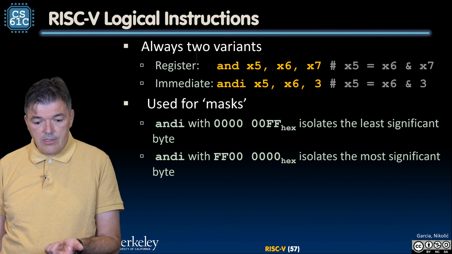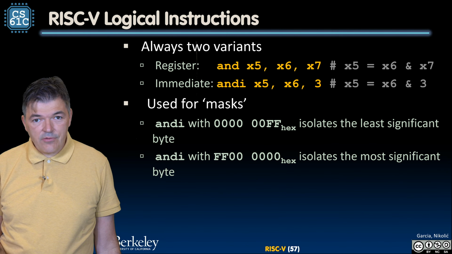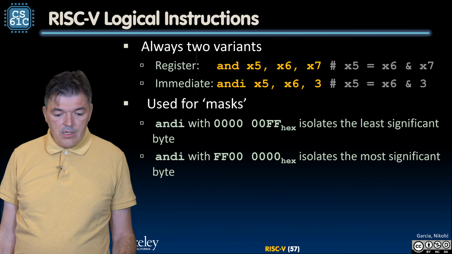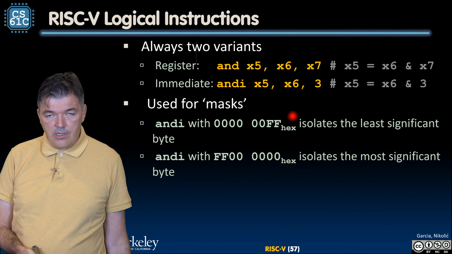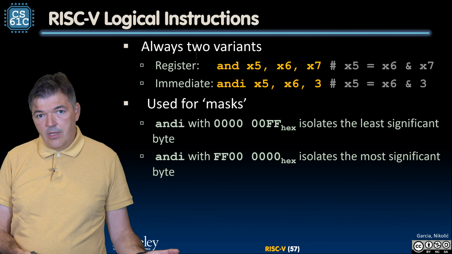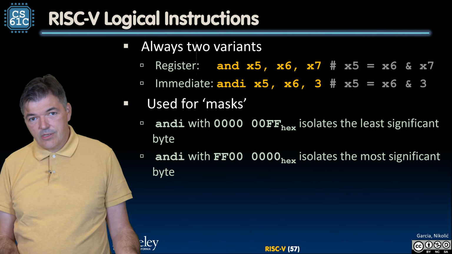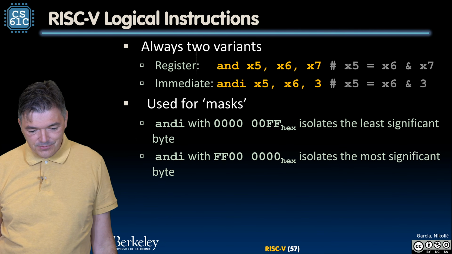The previous immediate instruction would isolate the least significant bits on the right and zero out everything else. In this case, AND immediate with an FF hexadecimal will isolate the least significant byte. If we AND immediate with FF in the most significant byte position, we would isolate the most significant byte.